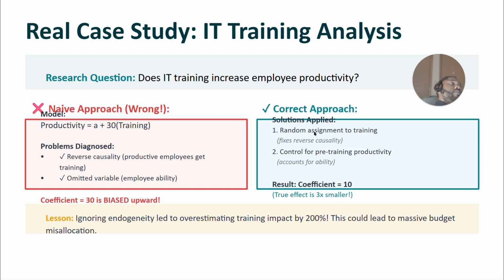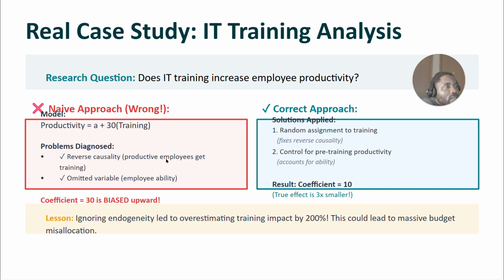So the correct approach here is, if you look at it, you're seeing a high coefficient of 30, which is so much, and in your mind, wow, training leads to productivity, but it can be deceiving. The coefficient is biased, hugely biased. But here you can see the coefficient reduced to 10 when you actually check for endogeneity.